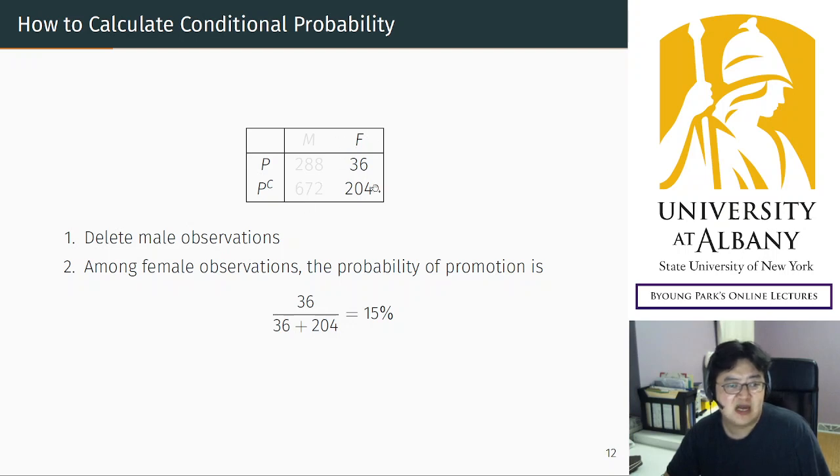And among the female observations, treat this as the only information, then it's either promoted or not. So the probability of promotion is 36 out of the total number, 120. So the probability is 15%. I believe it's straightforward and intuitive enough to understand.